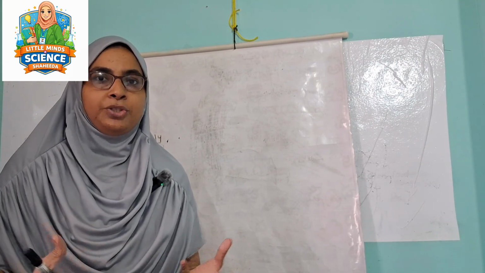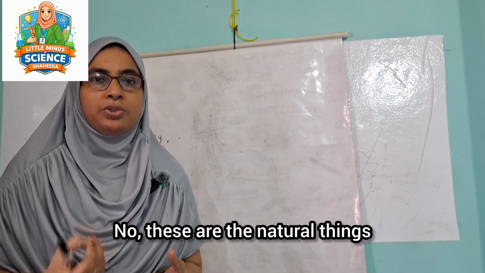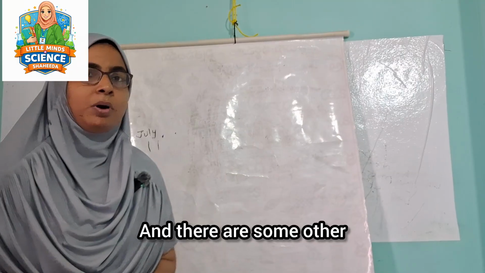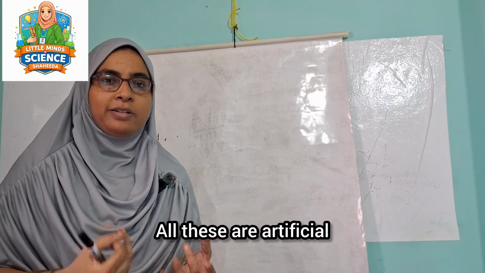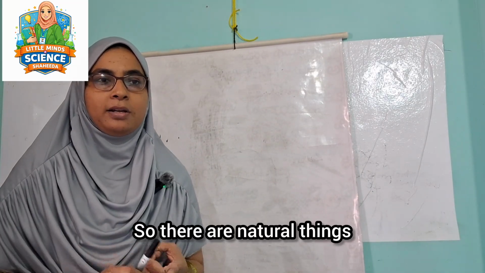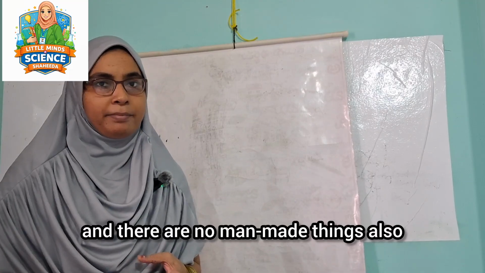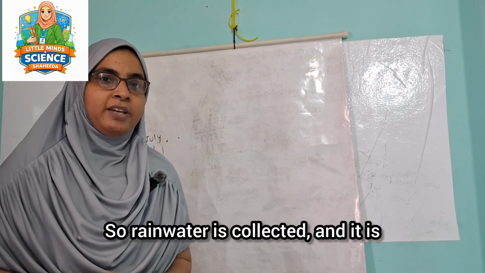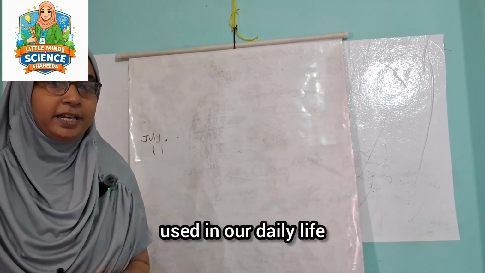These are the naturally occurring water bodies. These are the natural things which collect rainwater. And there are some artificial ones like dams, tanks, wells. All these are artificial things that collect the water. So there are natural things which collect the water and there are man-made things also. Rainwater is collected and it is used in our daily life.